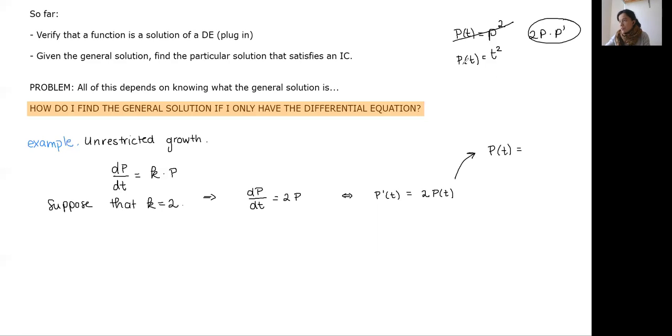Let's see. If I have p of t is equal to t squared, then that means that p prime of t is equal to 2 times t. Now, 2 times t is not 2 times p, right? If I had 2 times p of t, I would have that this is 2 times t squared, and these two are not the same, right? So this is also not going to work.